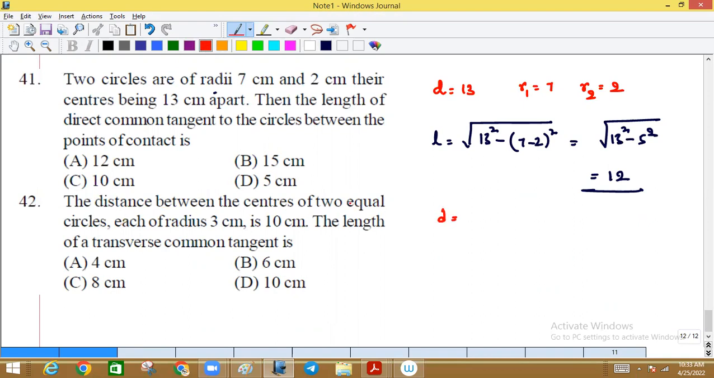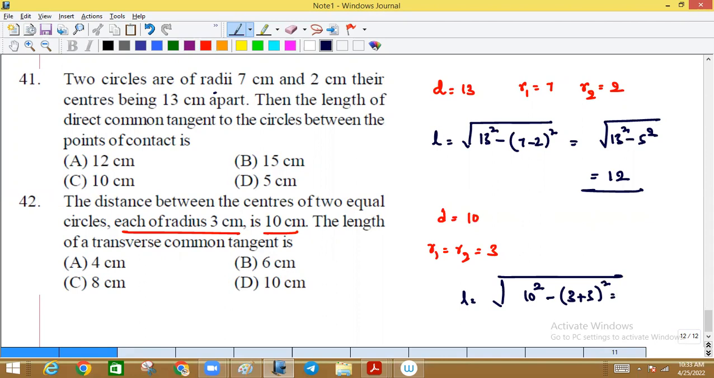The distance between the centers of the two circles, each of the radius 3, is equals to 10. What is R1 is equals to R2 is equals to 3. Therefore, what is L? D square is 10 square minus R1 plus R2 is 6 square. 100 minus 36 is 64. Root of 64 is 8. Simply using the formulas, under root of D square minus R1 minus R2 for direct, R1 plus R2 for transverse. Copy them.